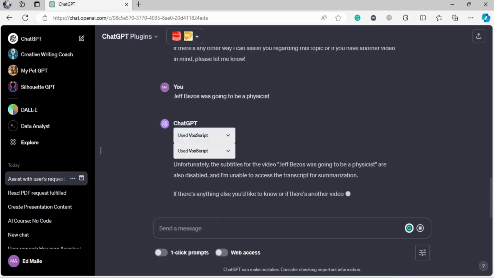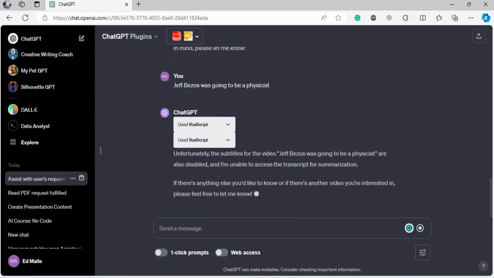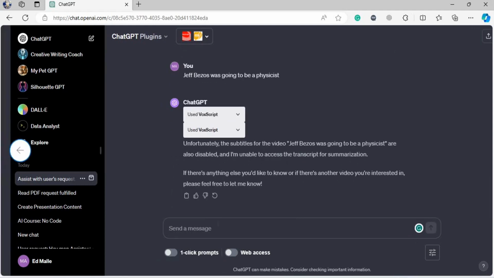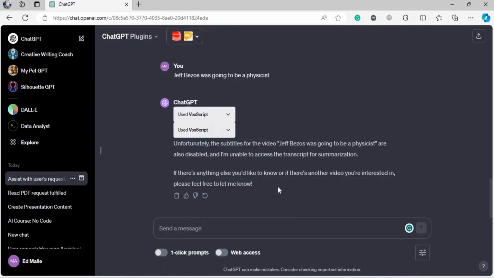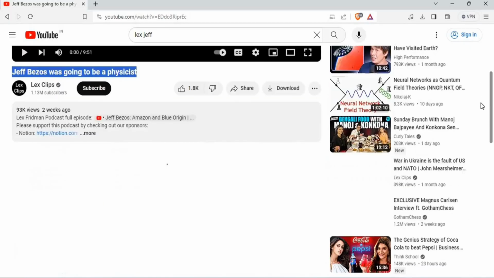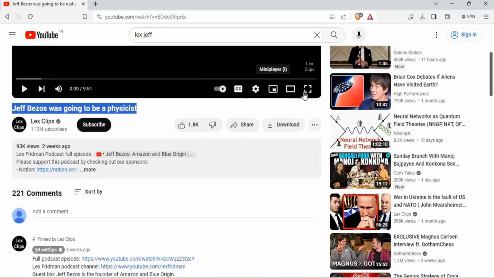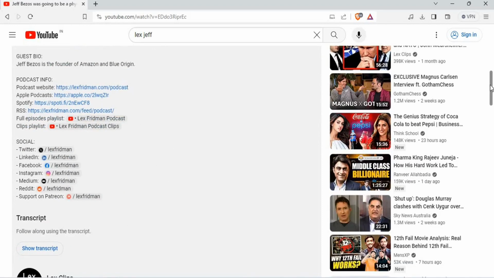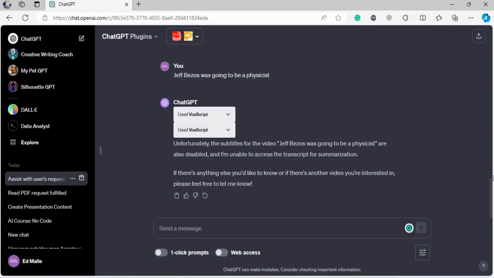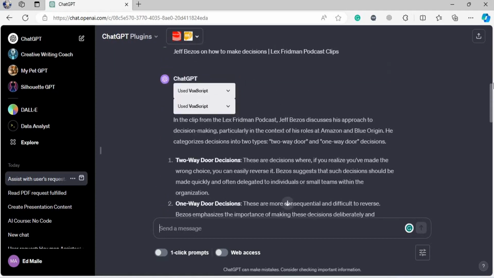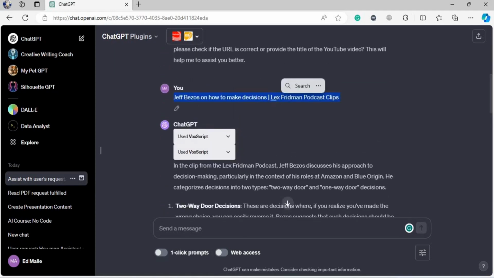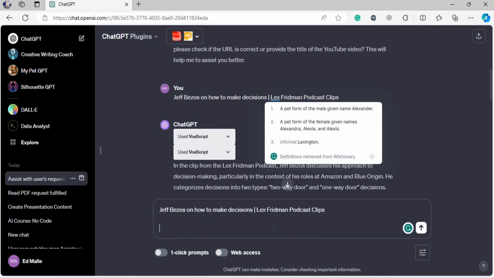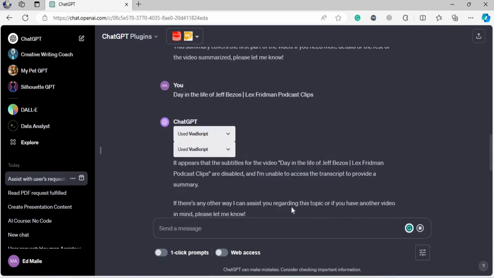Unfortunately, subtitles for the videos of physicists are also disabled and it is unable to do that. Folks, I don't know whether it's lying or just making something up or it's a fact. But I think subtitles should be there. But okay, no problem. That is never a problem. What we can do, just to test that this thing works well, is copy that and put it here and say, now do it with this one.